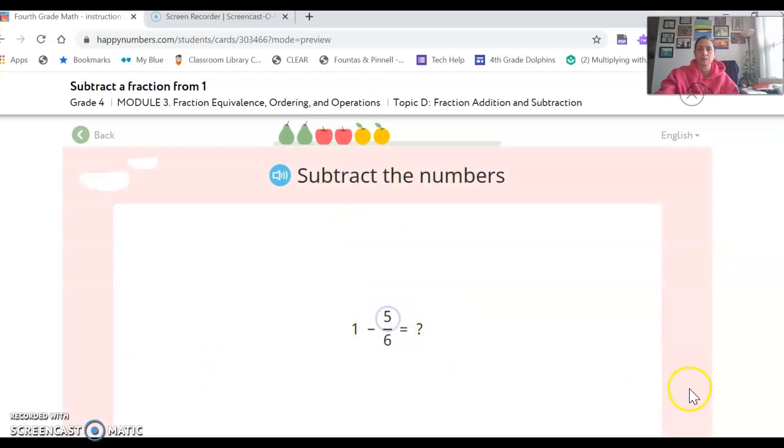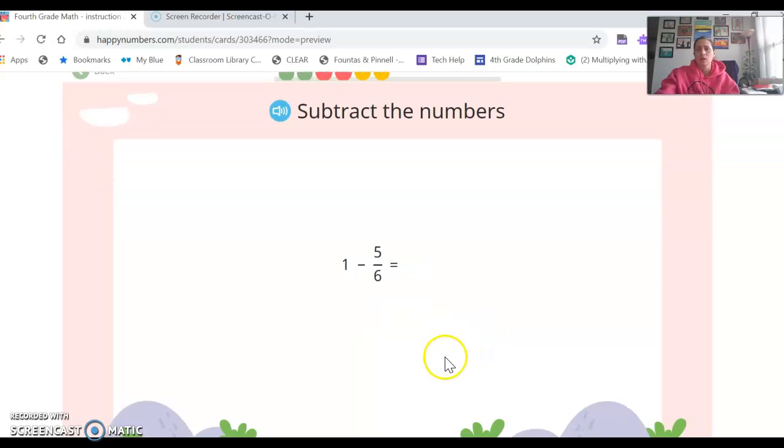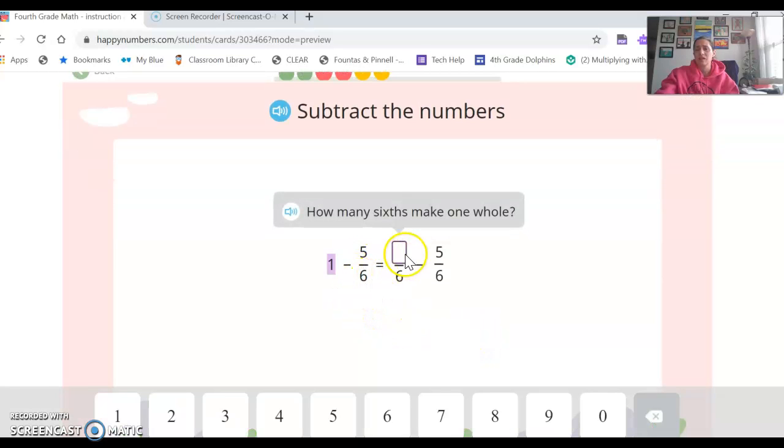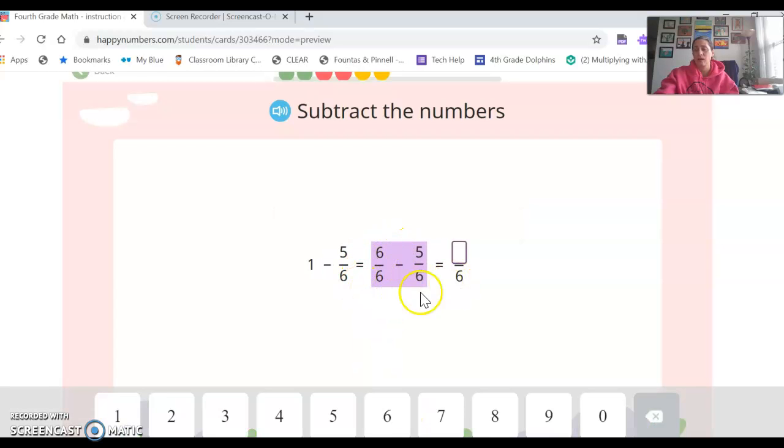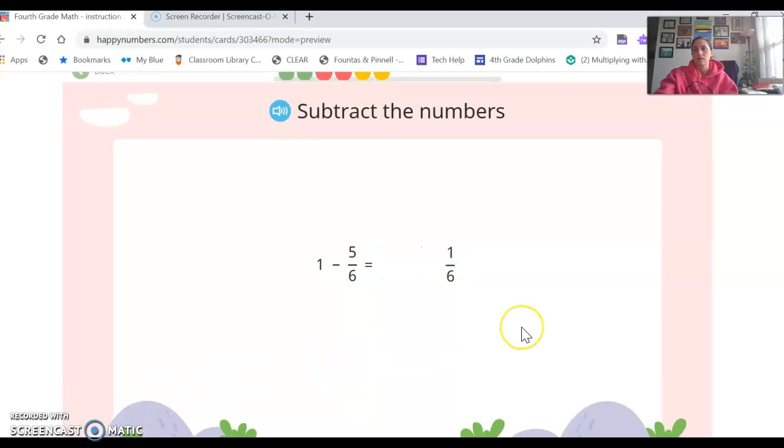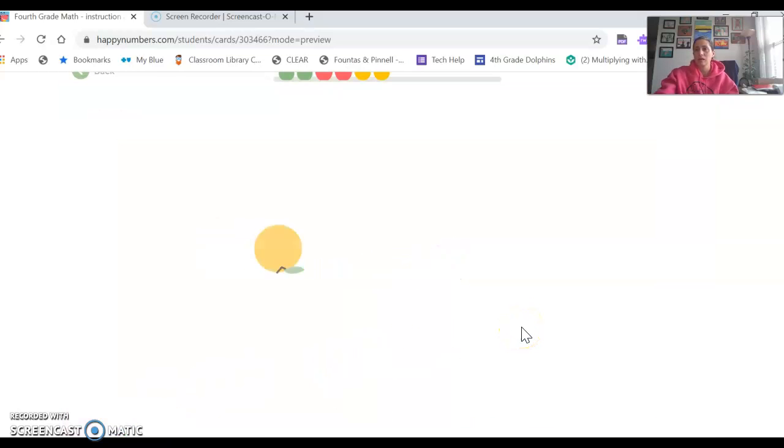Let's look at this for a minute. Okay, so we have 1 minus 5/6. We're changing our 1. Right now we don't even have any sixths to subtract from, so we're going to change the 1 into a fraction. So it's 6/6. And now we can subtract. 6 minus 5 is 1. So we're going to be practicing doing that.